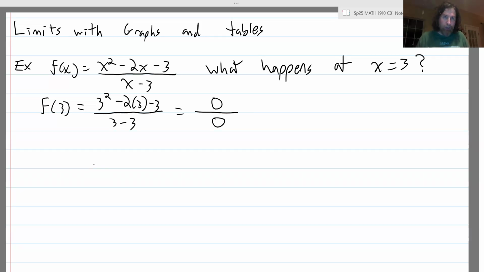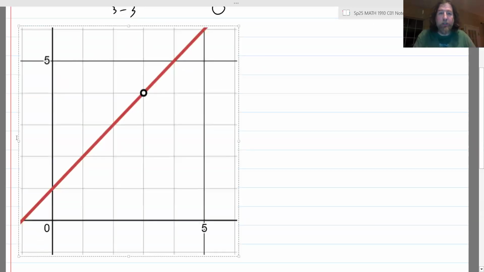So it is important to note that this function does not have a vertical asymptote when x equals 3. This function has a hole when x equals 3. In fact, we can look at the graph and we can see, yep, there's a hole right there at x equals 3.